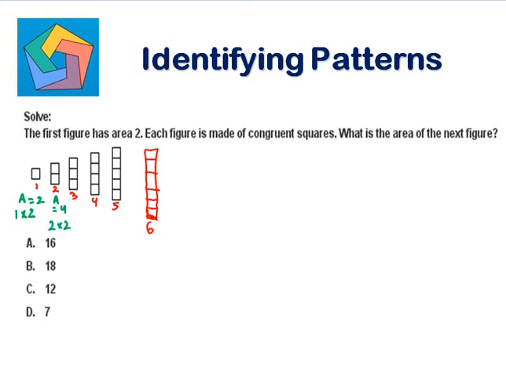We can see the pattern. So, for this area will be 3 cross 2. Since 3 squares and area for 1 square is 2 square units. For fourth figure, area will be 4 cross 2. For fifth figure, area will be 5 cross 2. So for the sixth figure, area will be 6 cross 2. That's 12 square units. Which is the answer in the C part. We can highlight it.